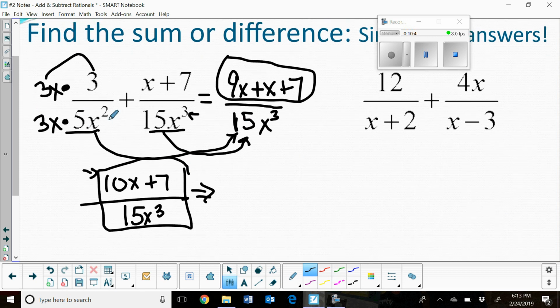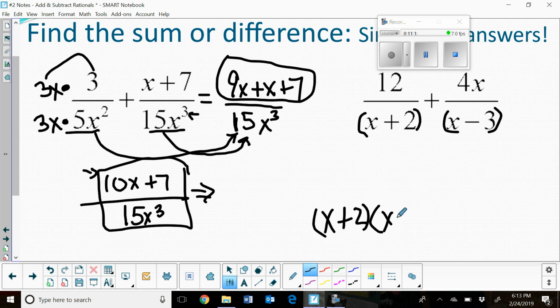Okay, that's how we handled monomials. So now we've got to look at this one. This one has binomials. I have an x plus 2 and an x minus 3. And I like to put my parentheses around these and treat them as one term. Okay, this is one term, an x plus 2. This is a second binomial term, x minus 3. I need to have one of each of these represented in my denominator. So my common denominator is going to be x plus 2 times x minus 3.